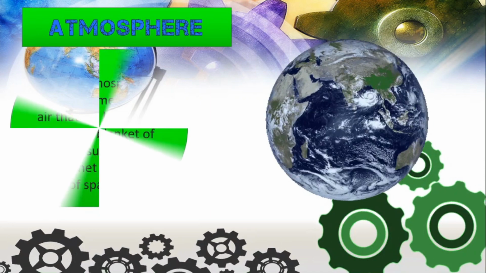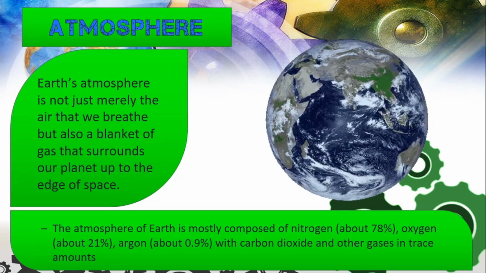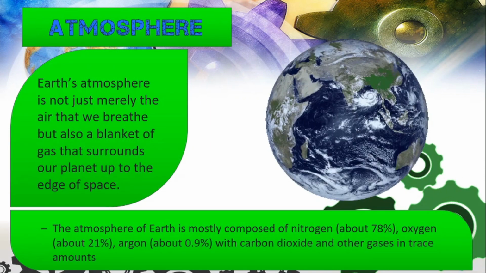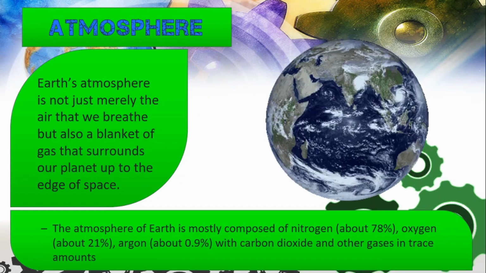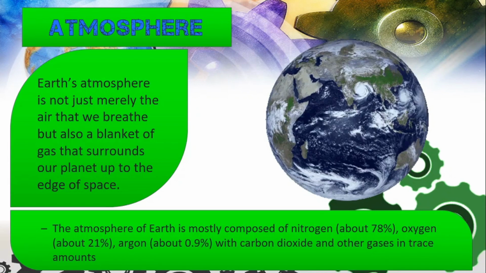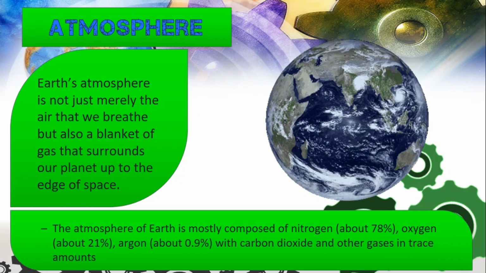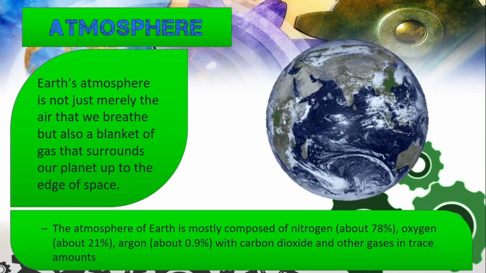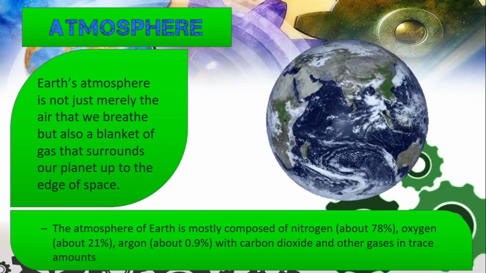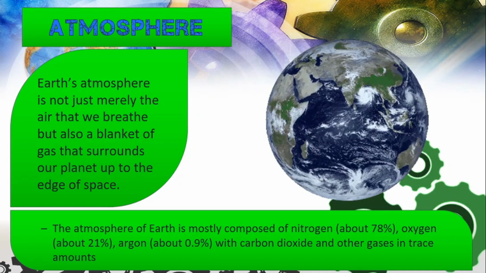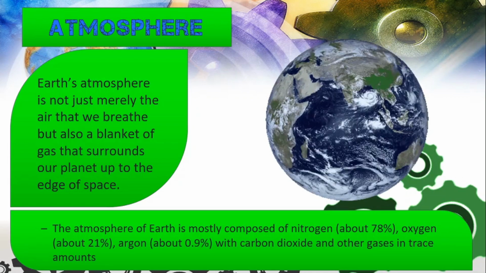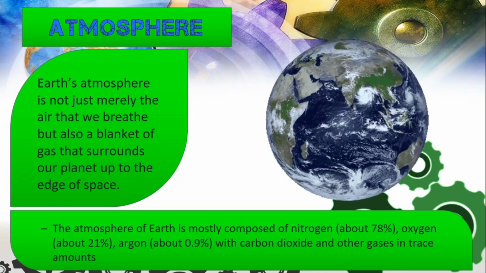Next subsystem is the atmosphere. Earth's atmosphere is not just merely the air that we breathe, but also a blanket of gas that surrounds our planet up to the edge of space. Earth's atmosphere is mostly composed of nitrogen, about 78%, oxygen, about 21%, argon, about 0.9%, with carbon dioxide and other gases in trace amounts.